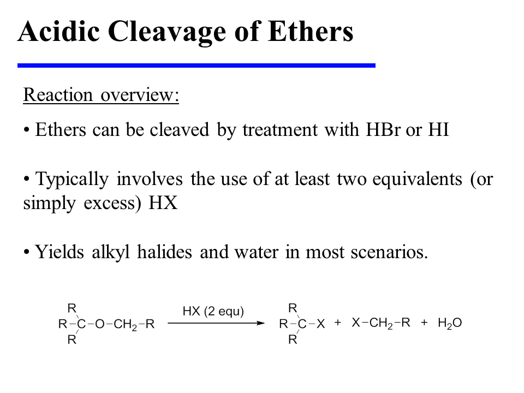Ethers may be cleaved by treatment with strong acid, namely HBr or HI. This typically involves the use of at least 2 equivalents of HX. Sometimes that's simply expressed as using excess HX. In most instances, the reaction will yield alkyl halide products as well as water as a byproduct.